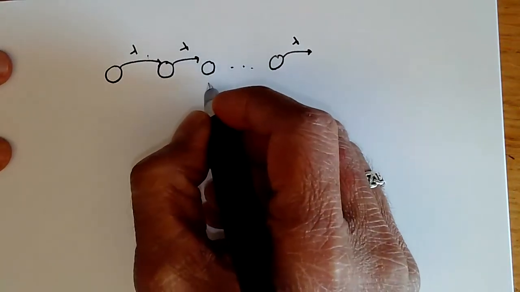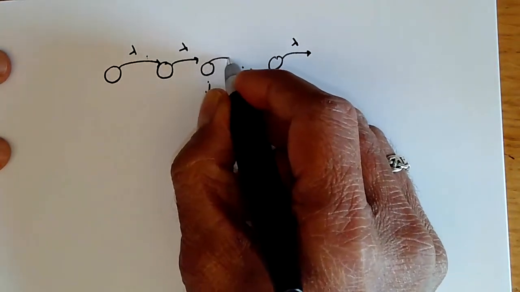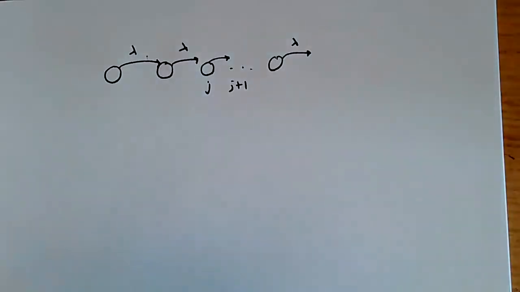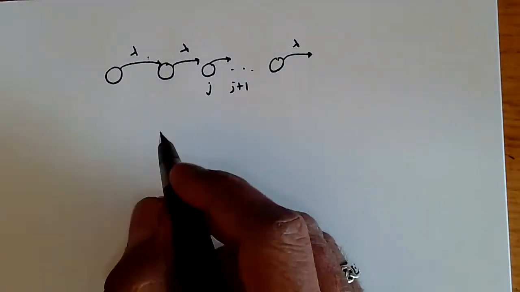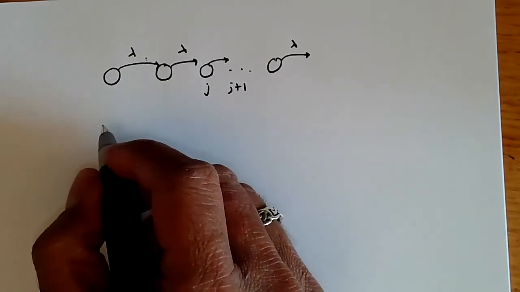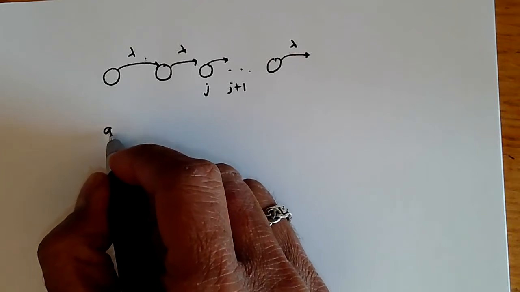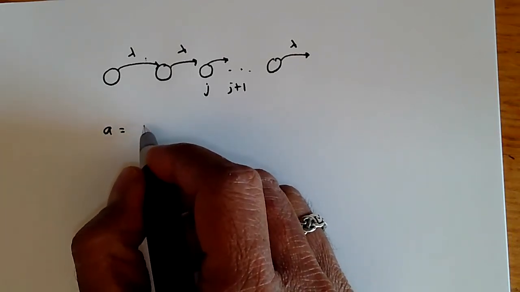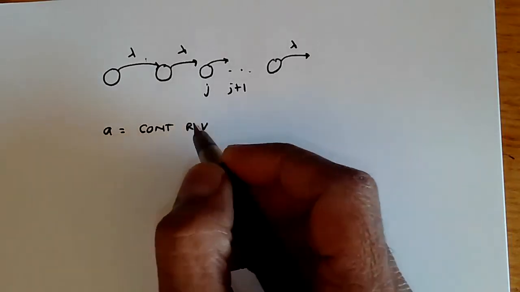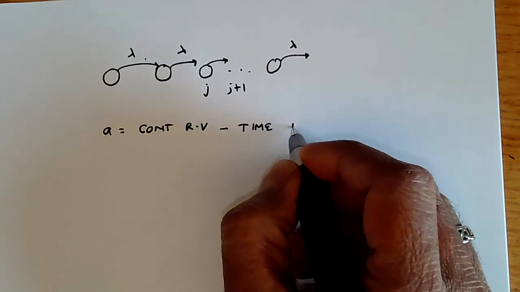So let's say this is state J, and we want to go to state J plus 1. How long are we going to be in state J before we go to state J plus 1? And so we can think of this as the mean residence time in state J. To study this, let's define an auxiliary variable called A. And A is a continuous random variable that represents the time between two arrivals.